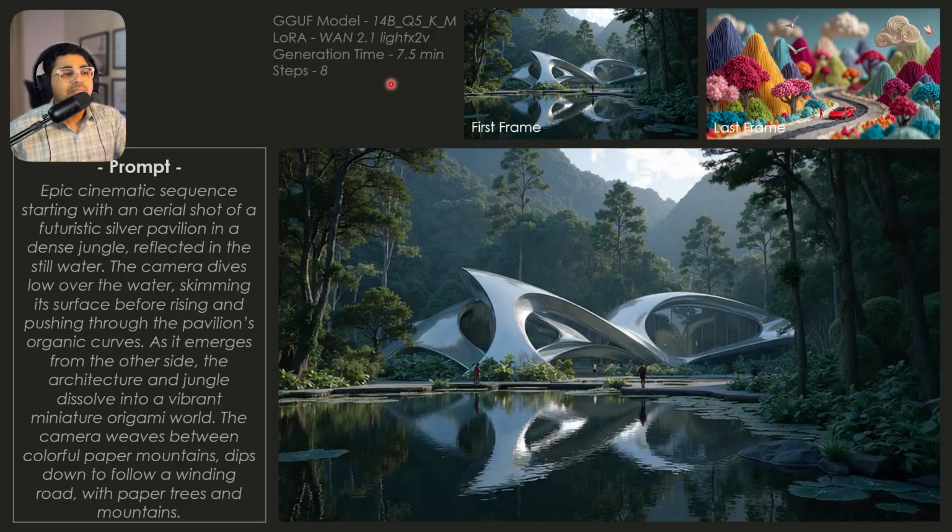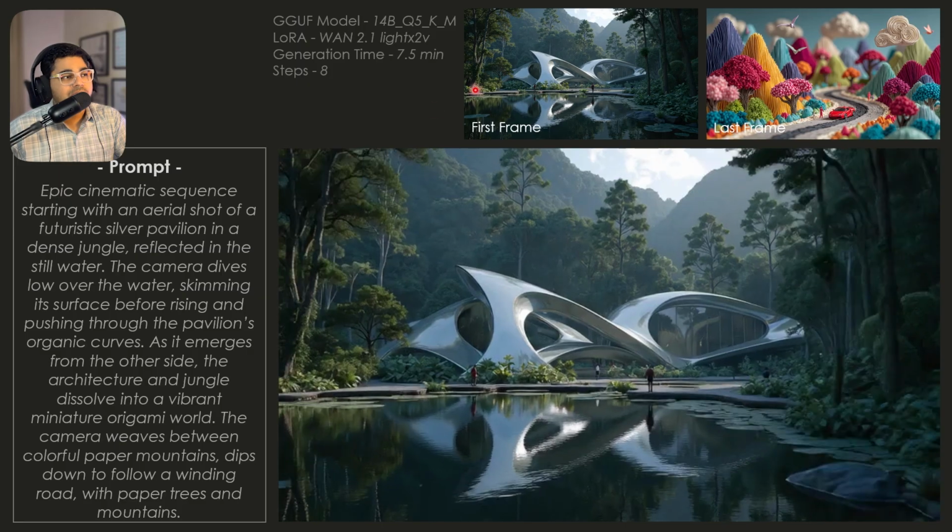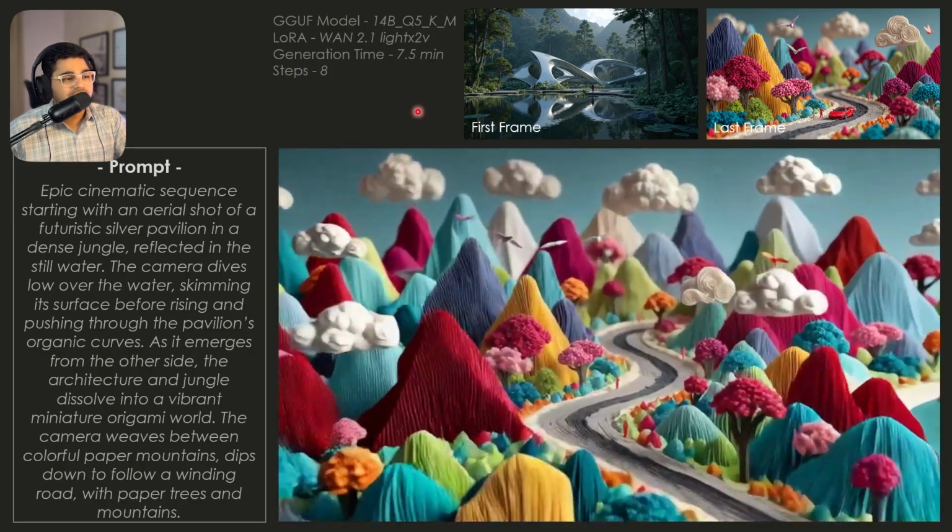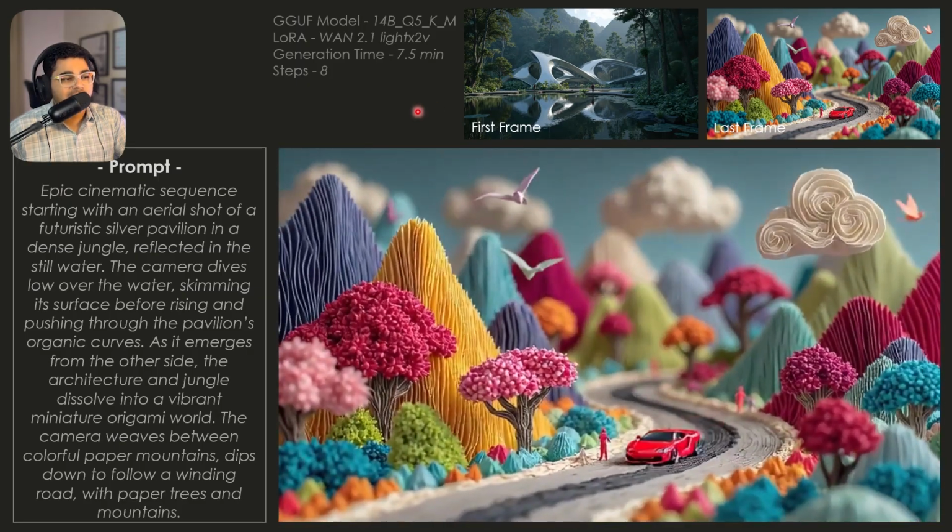Okay, and now let's see some of the tests that I have done. So I'm using the same 4 images that I have used earlier. You will see the detailed prompt written on the left hand side. So here with the first frame of architecture and the second of this origami city, so it goes inside and now you see that car coming in. So nice. How nice is this first to last frame?